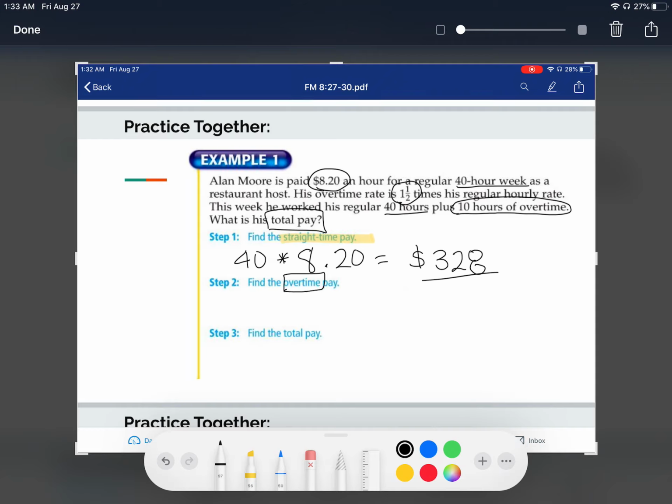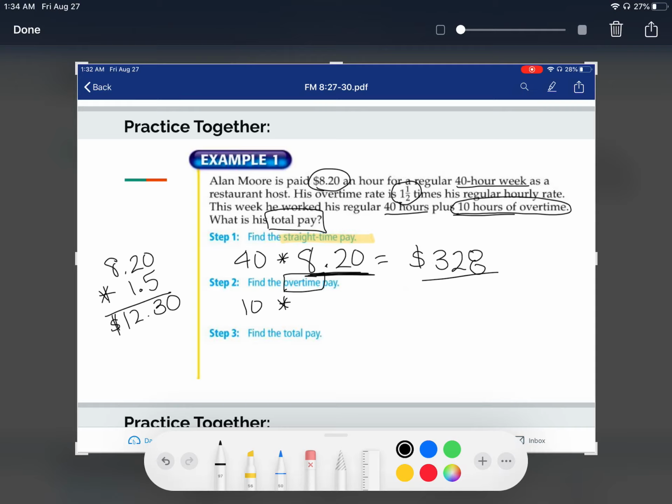For overtime, always remember you get paid more, so your actual pay rate should go up. How many hours of overtime did he work? It tells us 10. Now we have to figure out his overtime rate. It's 1.5 times his regular pay. That's how you write 1.5 as a decimal. Half is 0.5. So if we type $8.20 times 1.5 into our calculator, his new pay rate for his overtime hours is $12.30.